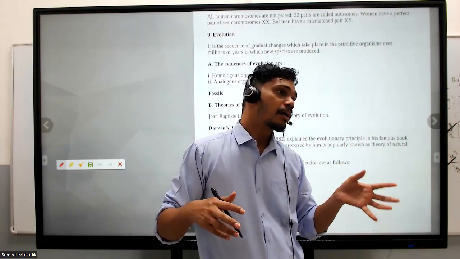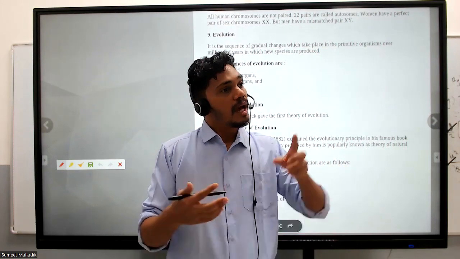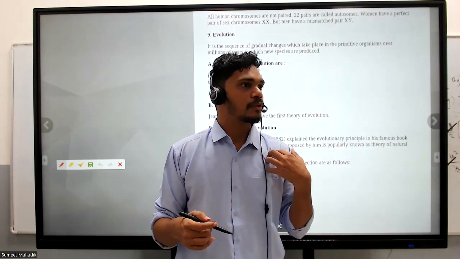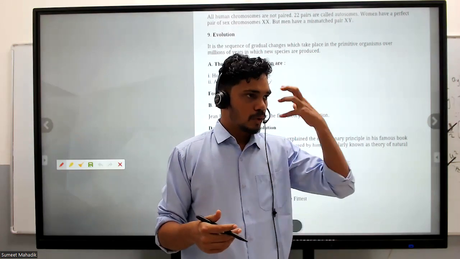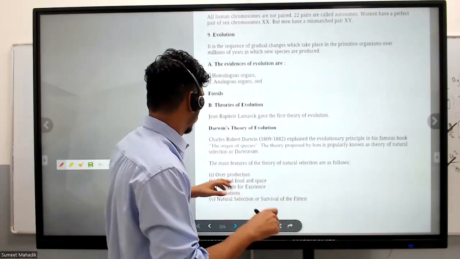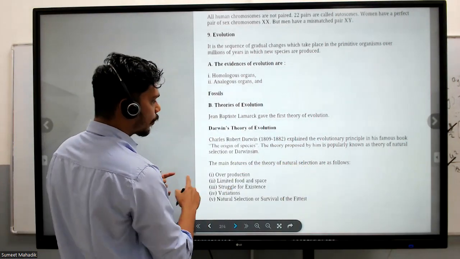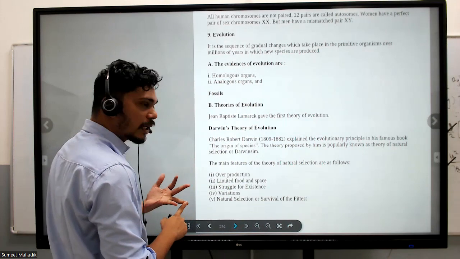But in the case of summer, when there is a lot of heat, what is going to happen? I will survive in that case, because I don't have adipose tissue, so sweating is very less as compared to the fat one. So that is natural selection. This is just an example. The main features of the theory of natural selection are overproduction, limited food and space.